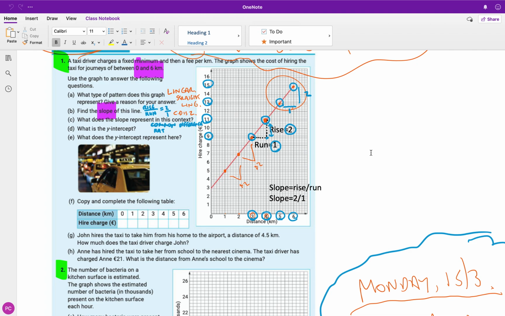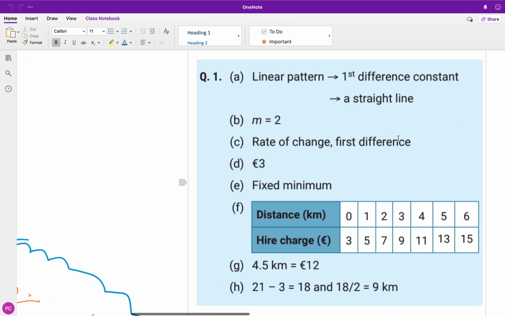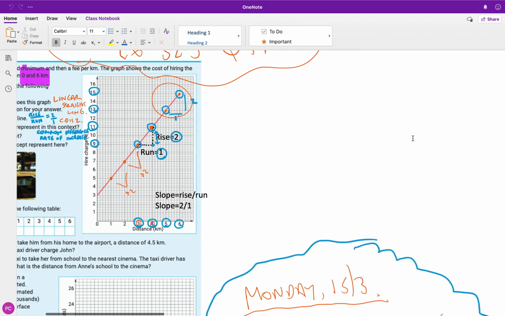I'll put it down 2 ways for you. And you can check the solutions on this as well. What did they say it is? The first difference or the rate of change. They went exactly the same as I went.